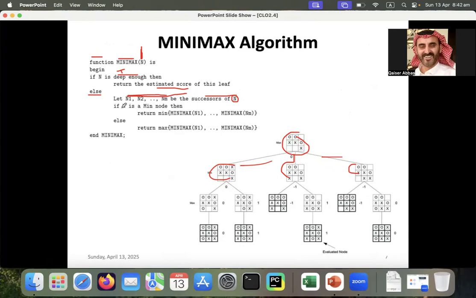After finding that, we check if our node n is a min node, which means n is a node for the min player. Then we have this return statement, and here we have a recursive call to this algorithm. Then we have min, curly bracket starts, curly bracket ends, and this min means minimum in mathematics. This is not the min player. This min is not the min player.